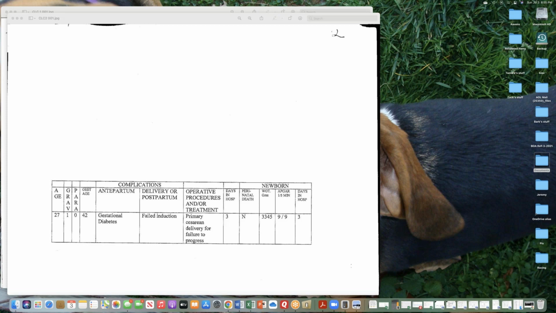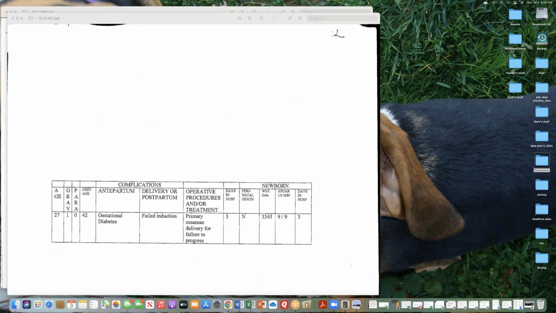Once you write admit to labor and delivery, anything that happens from there through the postpartum period should go in the delivery or postpartum column. So if she's admitted and you're augmenting her, and suddenly the tracing starts looking crummy, then I would put category 2 tracing. I would put it in the delivery postpartum column.